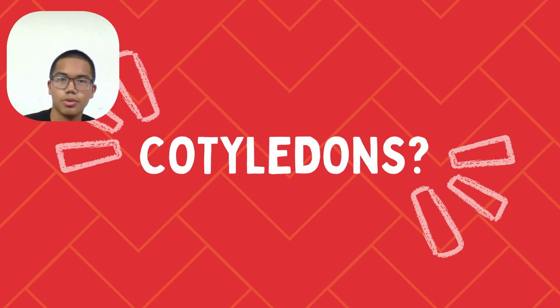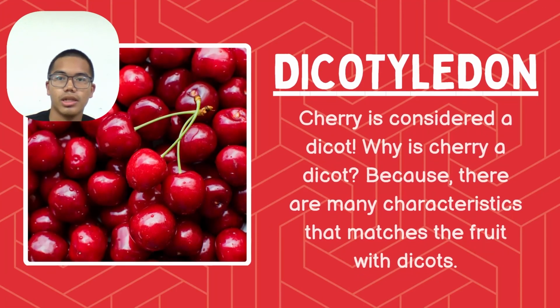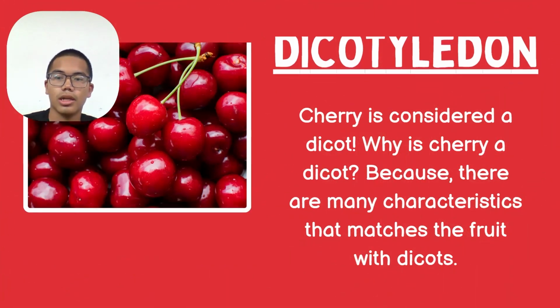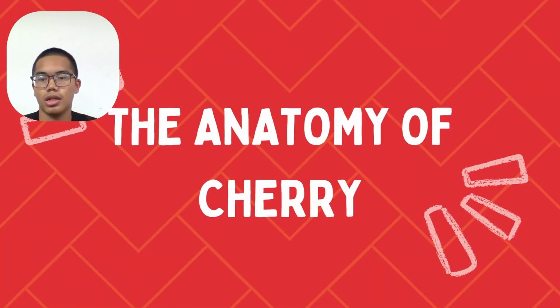Cotyledons. So what is a cotyledon? A cotyledon is a part of the seed. And let's talk about cherry. Is cherry dicot or monocot? So cherry is a dicotyledon. Why? Because there are many characteristics that match the fruit with dicots. Now we're going to see the anatomy and the characteristics of cherry.